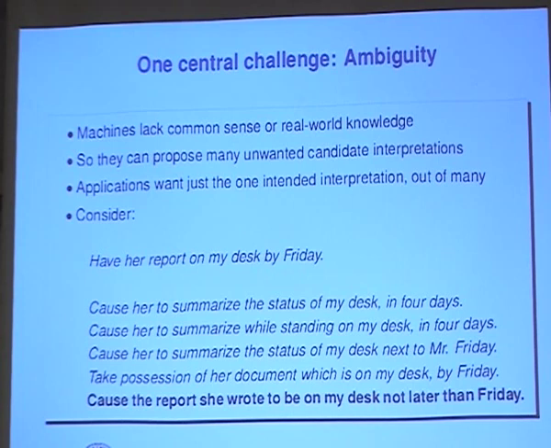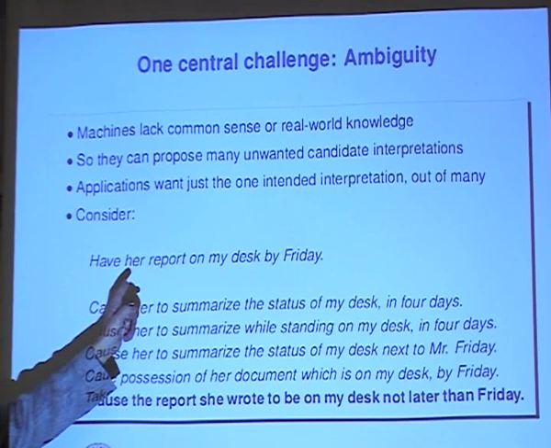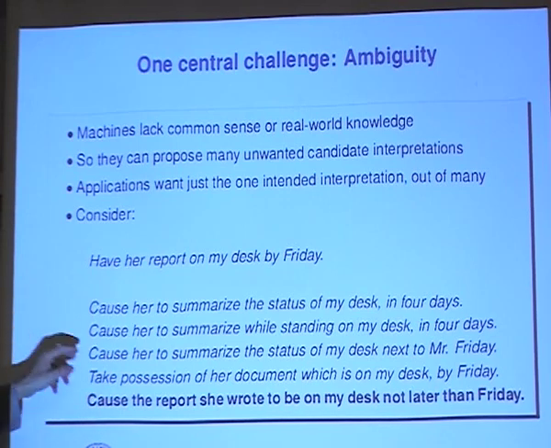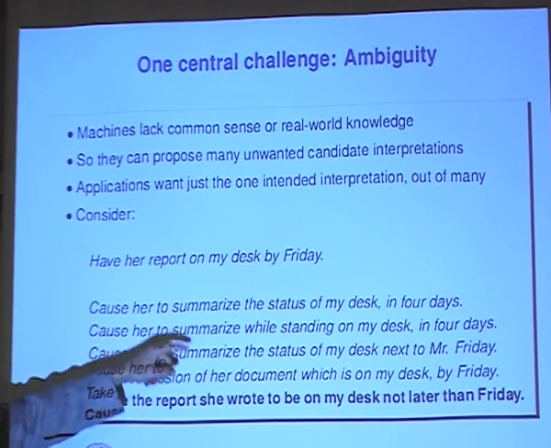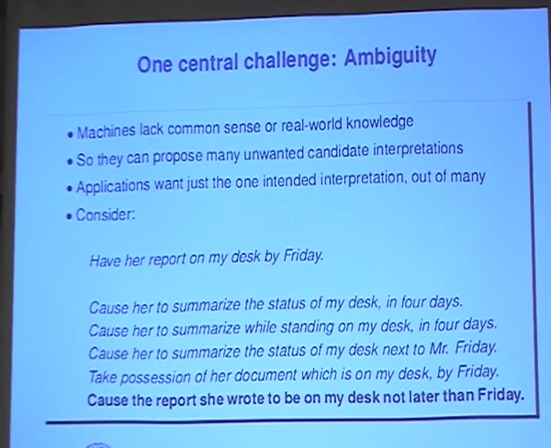I want you to take possession of that report. Have it. Like have a piece of cake or have a cookie. Take that report and somehow do that by Friday. Come into possession of that report by Friday. Maybe one of the less likely interpretations. And then, of course, there's a very plausible reading, which is cause that report which she wrote, that is, report as a noun, her as a determiner. Most of you seem to agree with that. Have that report, I don't know what its topic is about, but I want that report to show up on my desk, and I want it there by Friday. A typical order that shows up in most businesses.